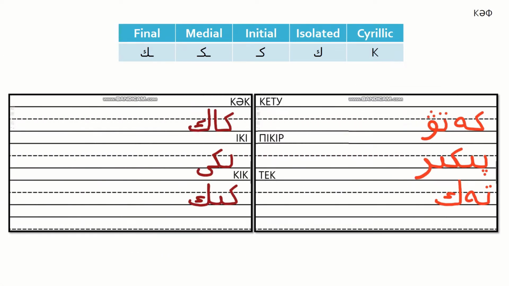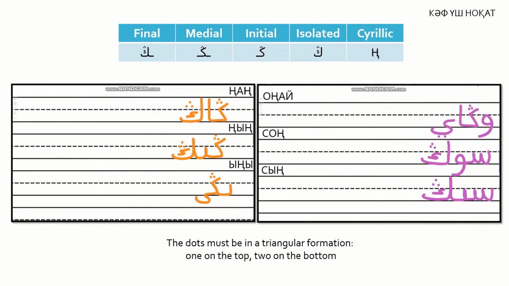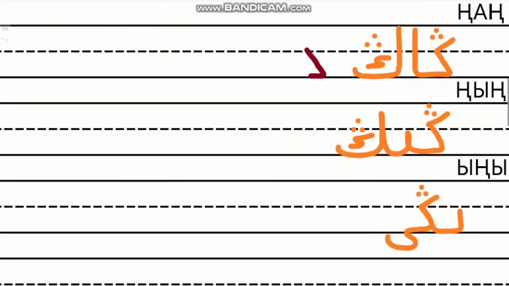The next letter is kaf ush nuqat, which corresponds to the Cyrillic letter n. This letter shares everything with kaf, but we have to add 3 dots in a triangular formation above the diagonal cap. There must be 1 dot on top with 2 dots on the bottom. Let's take a look.